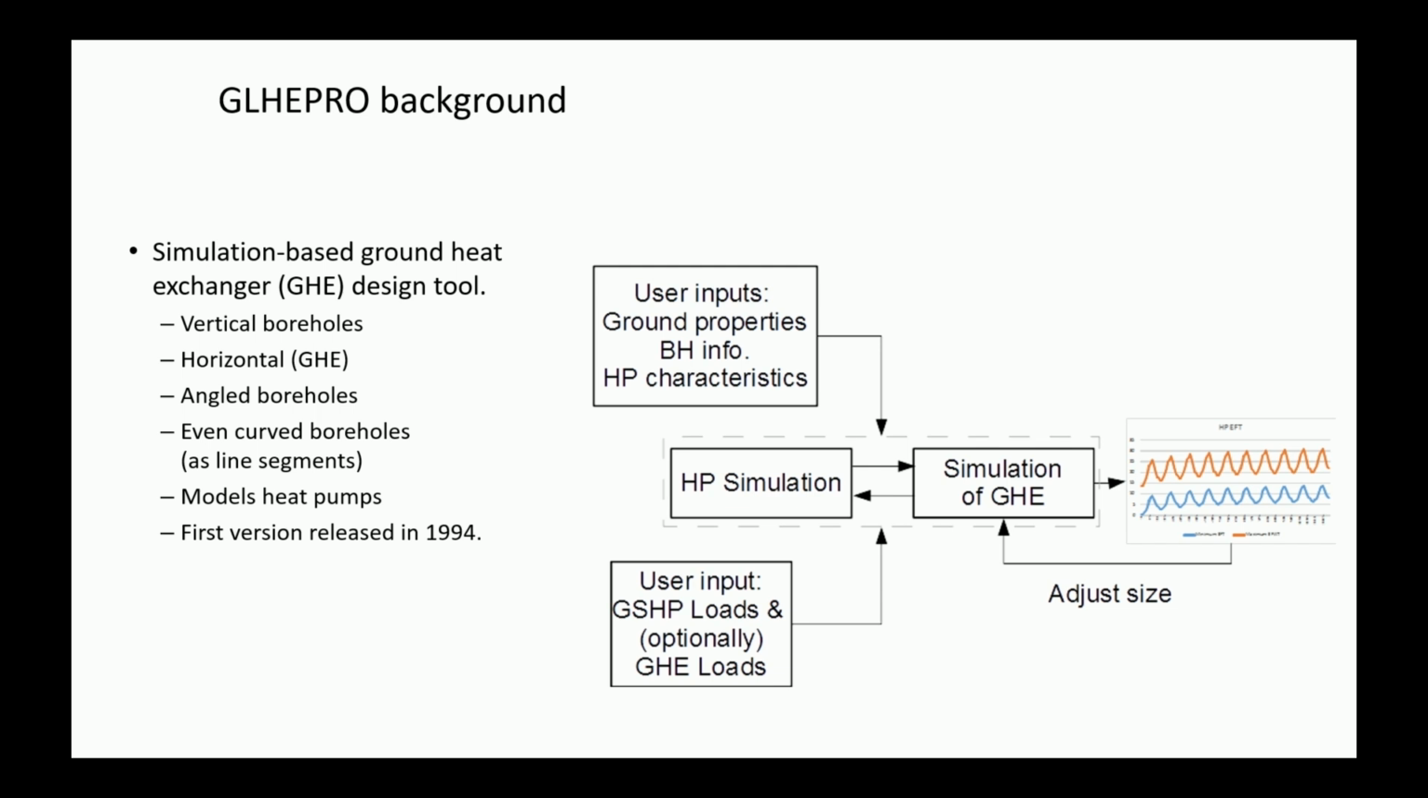We're on version 5.0 right now. So the user inputs the ground properties and information about how you finish the boreholes, heat pump characteristics, and the heat pump loads, and you can also do loads directly on the ground. And then it adjusts the size so that you hit either the maximum design temperature or minimum design temperature.